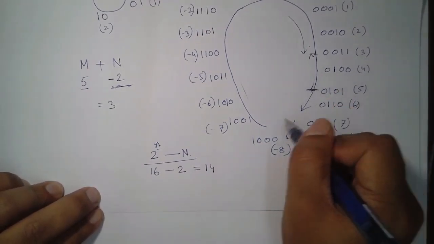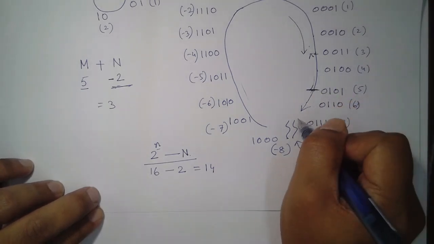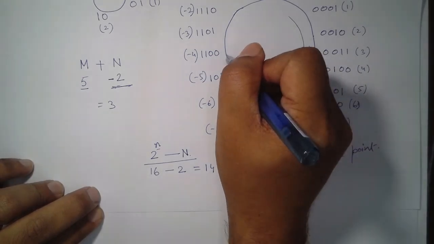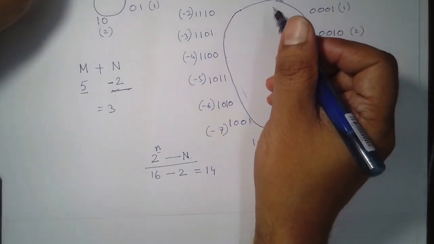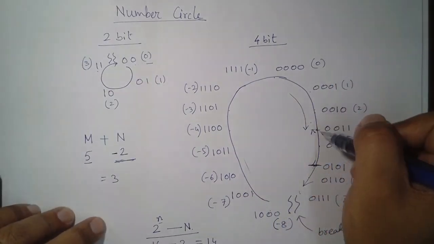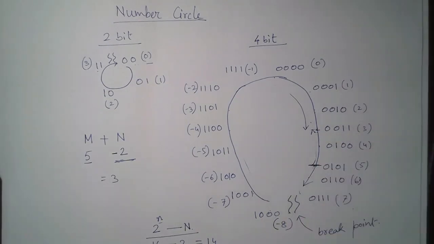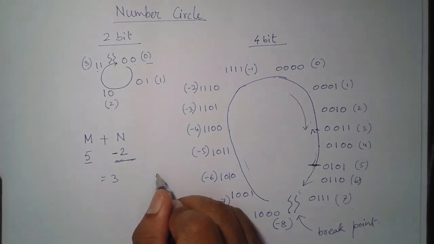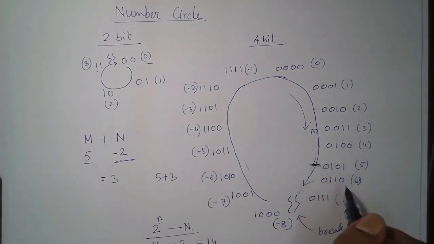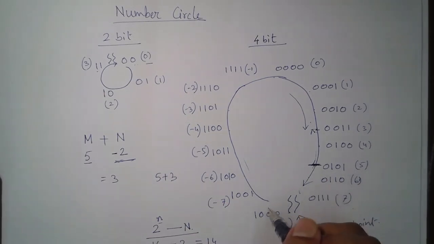If I go 14 steps in the clockwise direction, so 1, 2, 3, 4, 5, 6, 7, 8, 9, 10, 11, 12, 13, 14. That is my answer. So you either go anti-clockwise or you go clockwise. Now, if I want to add 5 plus 3, I am at 5 here. If you add 3, you will be crossing this break point, and that will create an overflow. We will talk about overflow a little bit later and how to deal with it.